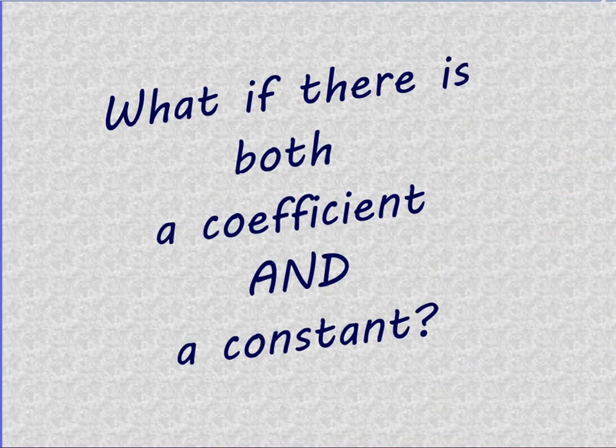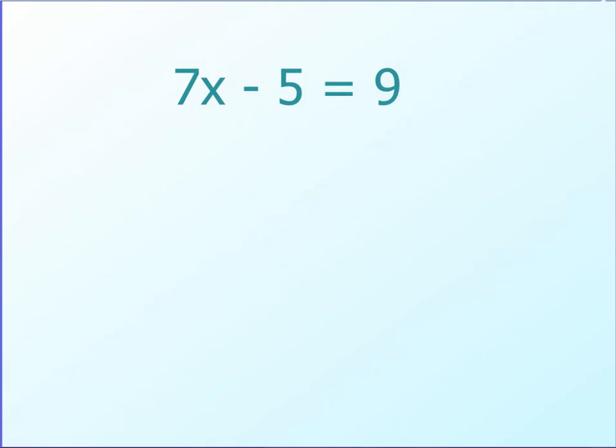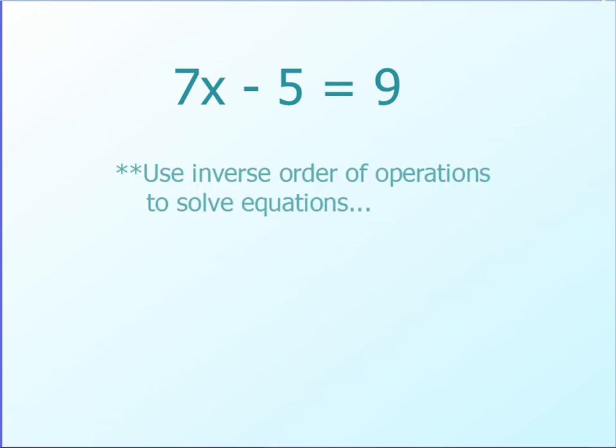Now, what if there's both a coefficient and a constant? Think for just a second about unwrapping that gift. When I have a coefficient and a constant, just like unwrapping the gift, you have to go in the opposite order. We have to do the same thing with order of operations to solve equations.